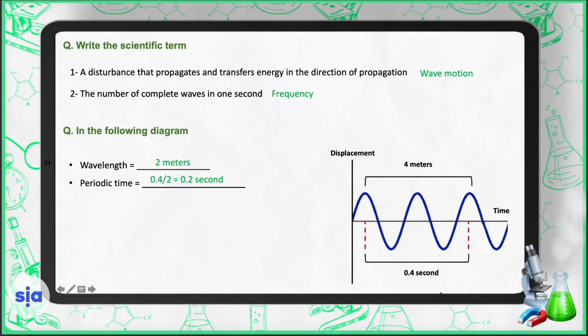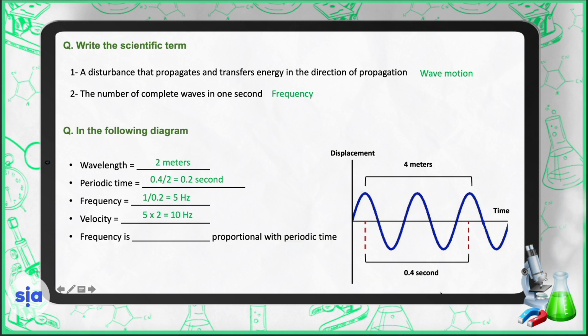Periodic time, 0.4 seconds divided by 2, which is 0.2 seconds. Frequency, 1 divided by 0.2 equals 5 Hertz. Velocity, 5 times 2 equals 10 meters per second. Frequency is inversely proportional to periodic time. Wavelength is directly proportional to the velocity.